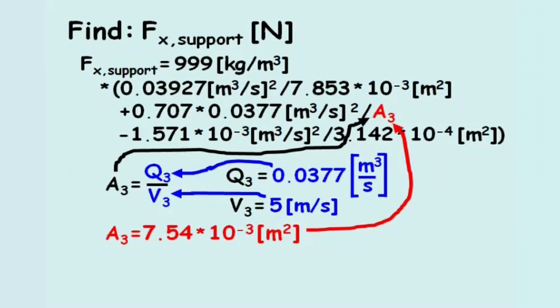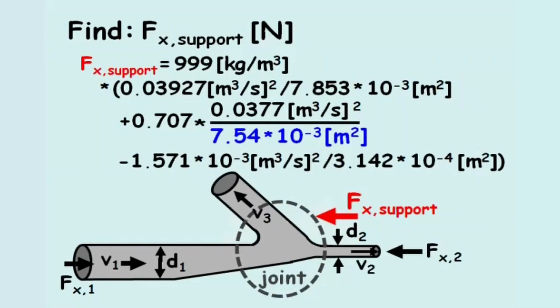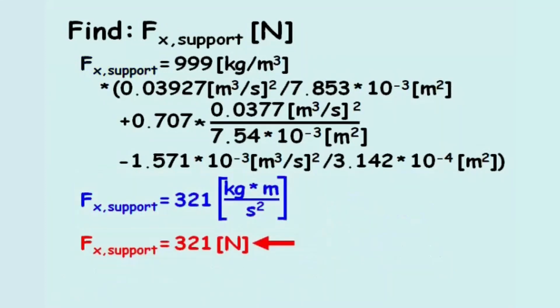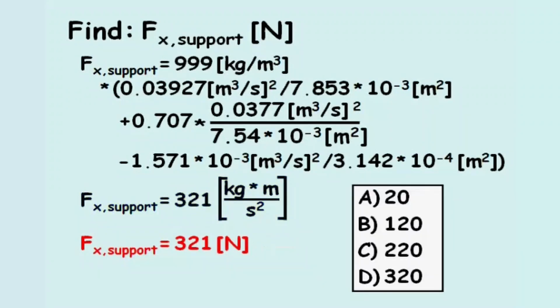Lastly, we can compute the support force in the pipe joint in the x direction as 321 kilogram meters per second squared, which is the same as 321 newtons. When looking over the possible solutions, the answer is D.